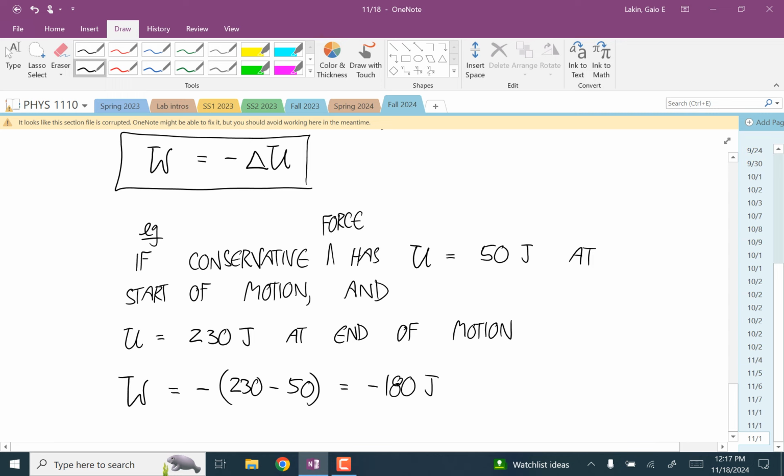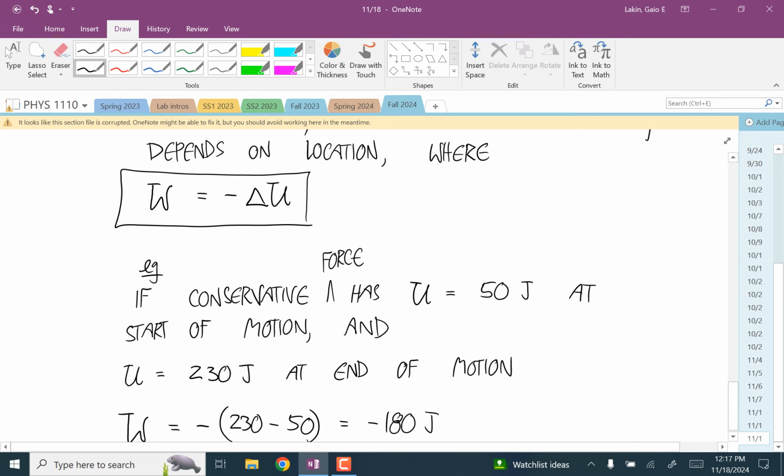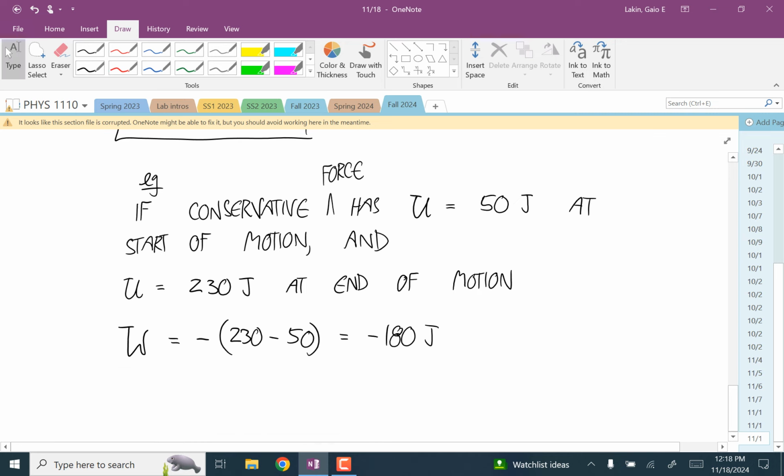Why is it negative? Because of this definition of work and change in... Oh, yep. So there's a negative there. But based on that, if we know that the work over that motion is a negative 180 joules, does that mean that energy was added or removed from the object by this force? Do you remember that? Removed, yep. And so thinking about it physically, that means that the object was slowed down by that force.